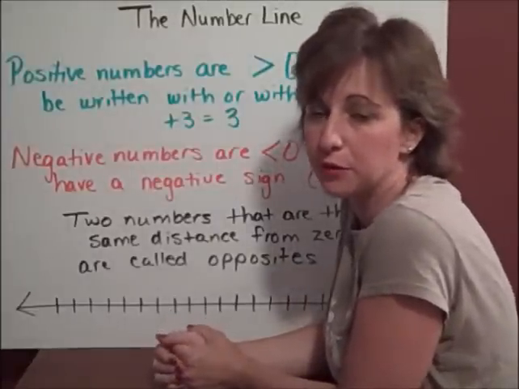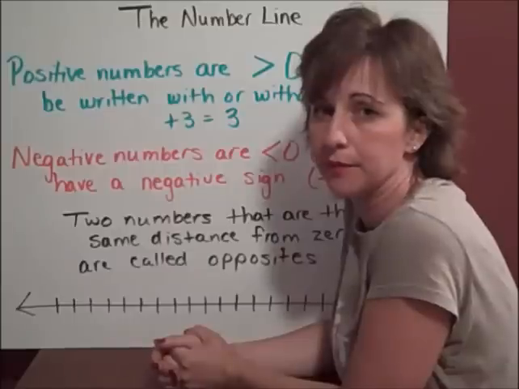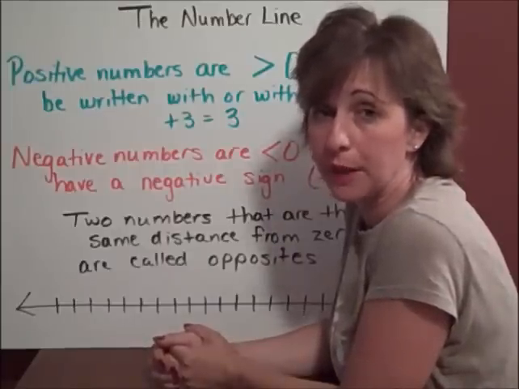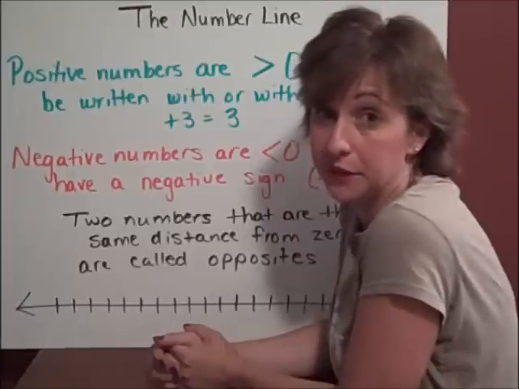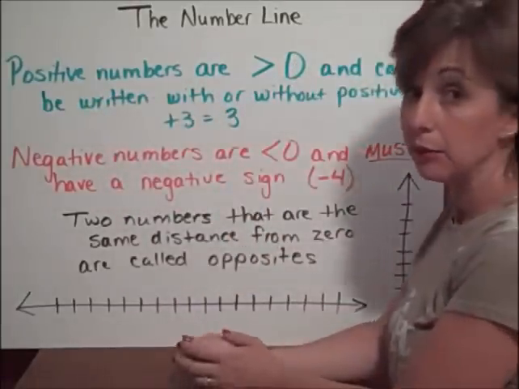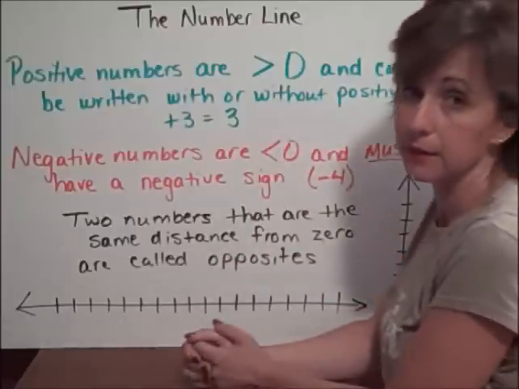Today you're going to be introduced to the other side of the number line. Ever since elementary school, you've learned about positive numbers. You've learned about the numbers that start at 0 and go to infinity. Positive numbers are greater than 0 and can be written with or without a positive sign.